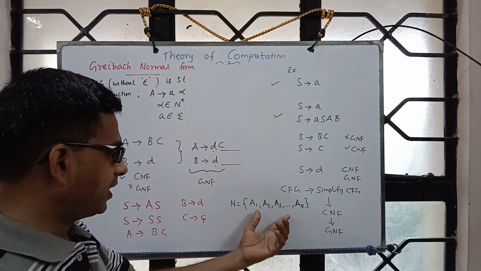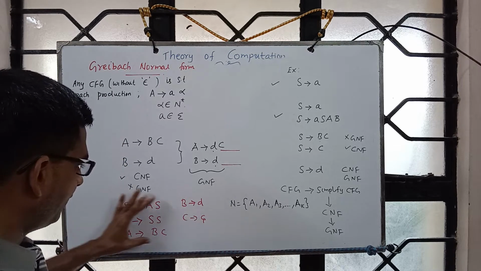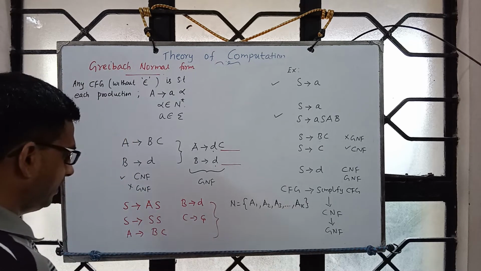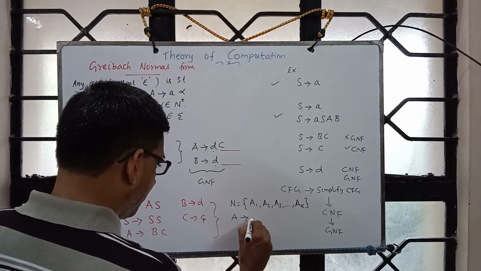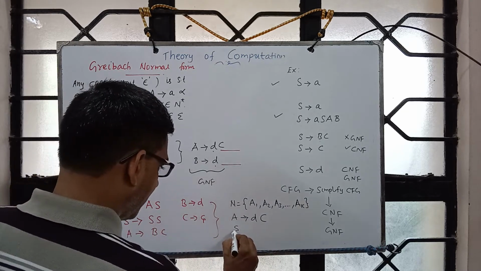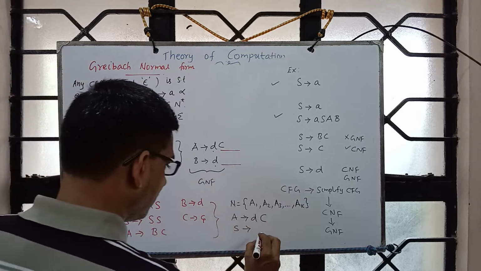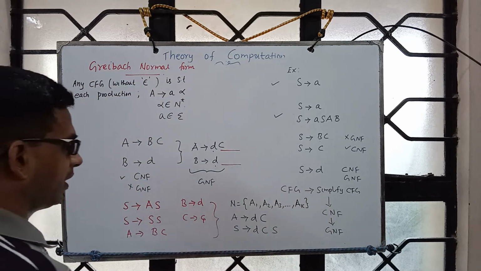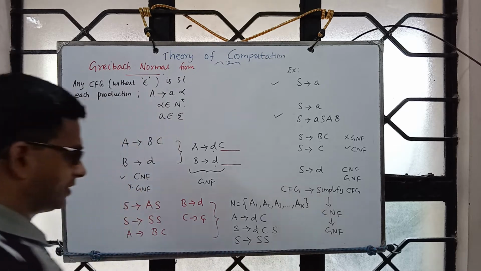Why do you need to go for this kind of replacement? See, one has to be careful when we apply the procedure that we just now outlined. From this, we get A implies DC and S implies, now the current value of A is DC, so we get DCS. Now S implies SS.